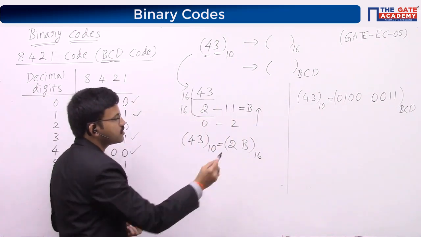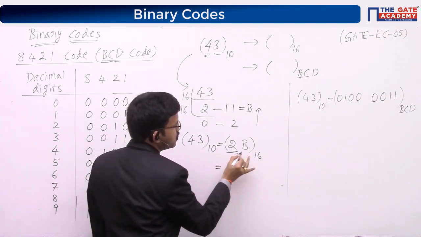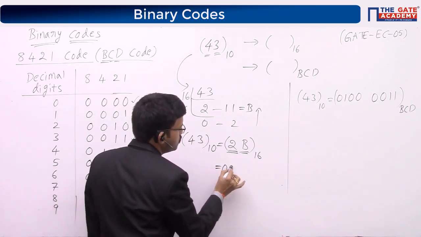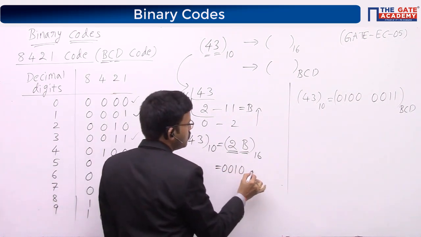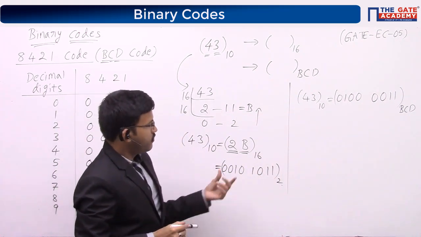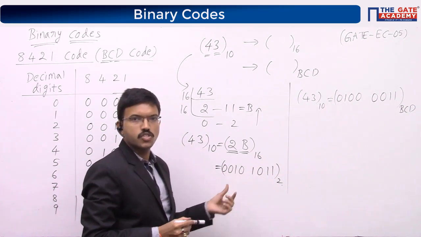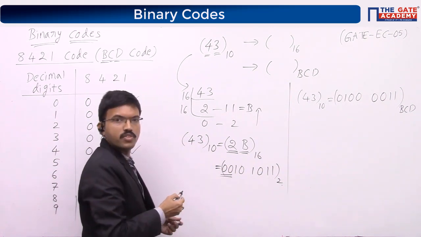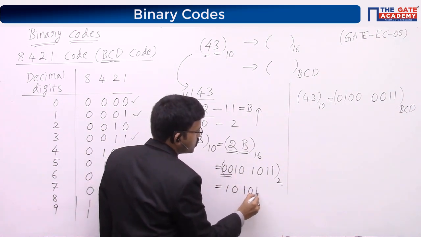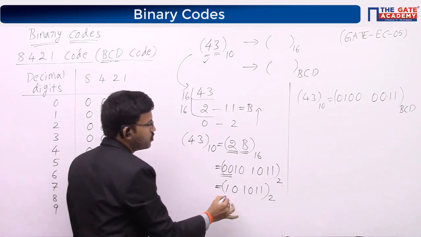Now let us convert this hexadecimal number into binary. Each digit we represent with 4 bits, so 2 is 0010 and B is 1011. This is the binary number. Whenever we convert from hexadecimal to binary, I got leftmost zeros, and these zeros are insignificant, so I can remove these 2 zeros. The answer is 101011. So for representing the decimal number 43 in binary, I require only 6 bits.